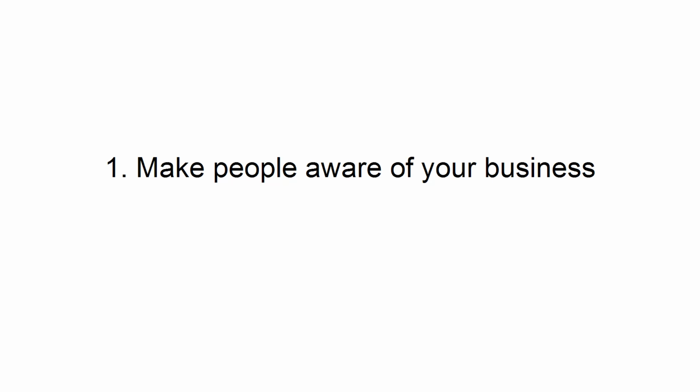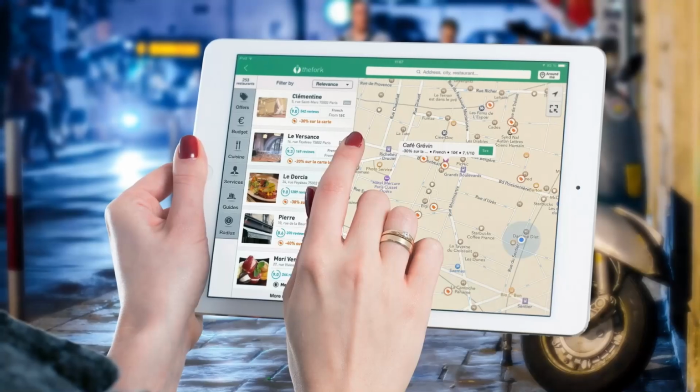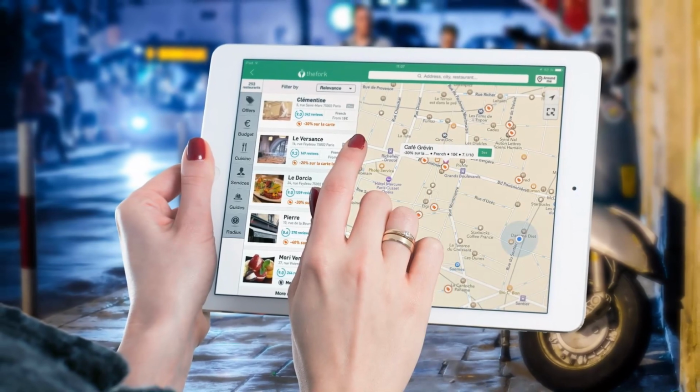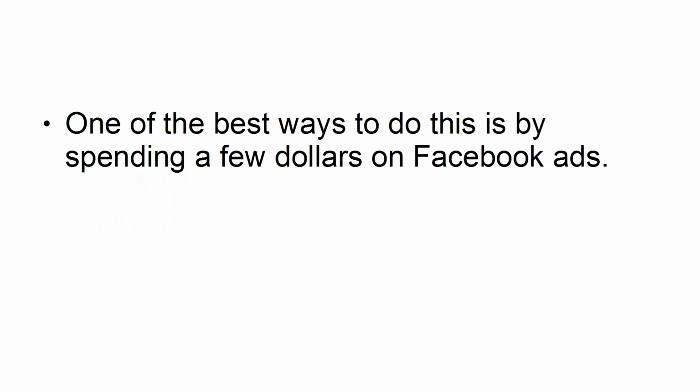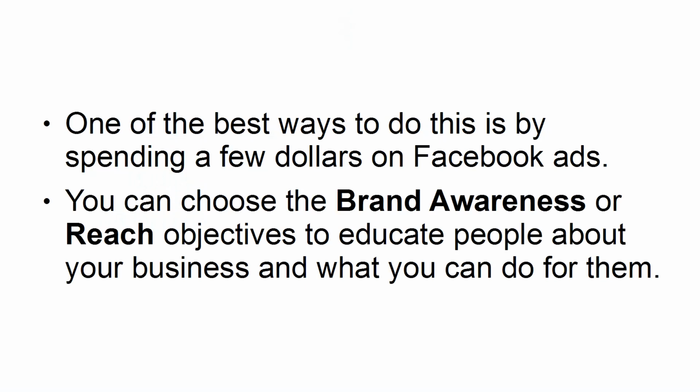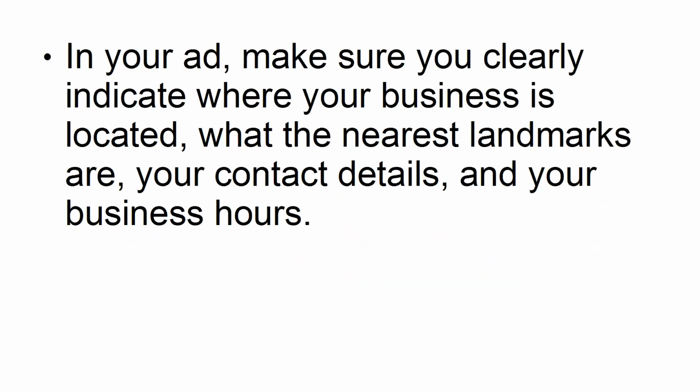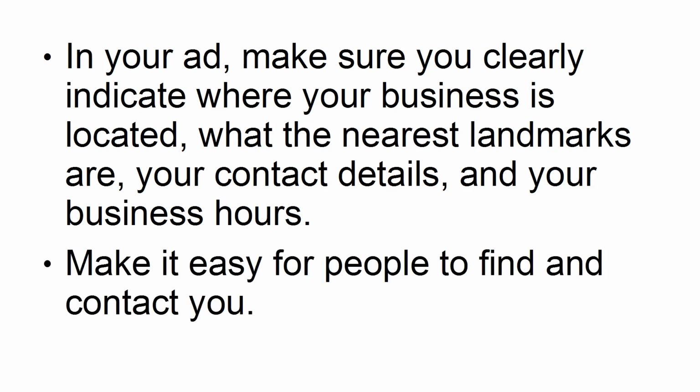1. Make people aware of your business. Depending on the size of your town or city, people may not know about your business, so you need to introduce yourself to them. One of the best ways to do this is by spending a few dollars on Facebook ads. You can choose the brand awareness or reach objectives to educate people about your business and what you can do for them. In your ad, make sure you clearly indicate where your business is located, what the nearest landmarks are, your contact details, and your business hours. Make it easy for people to find and contact you.